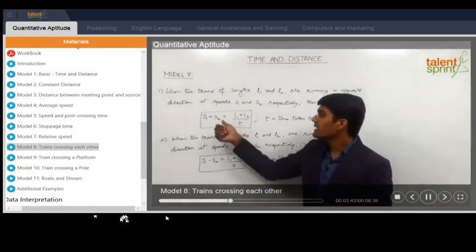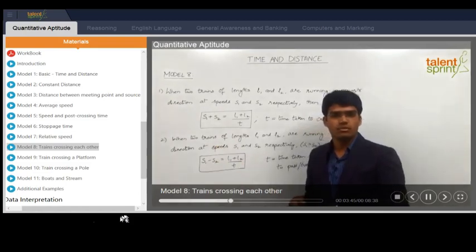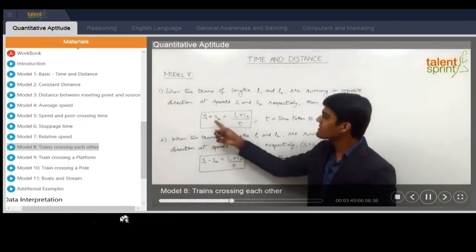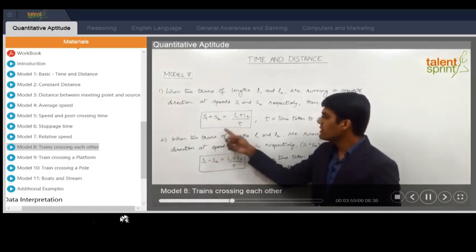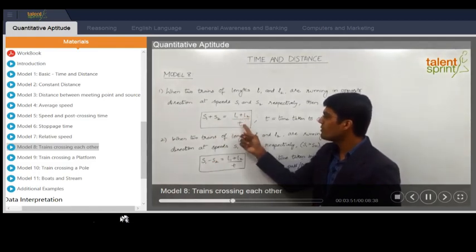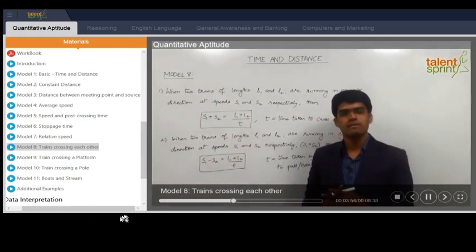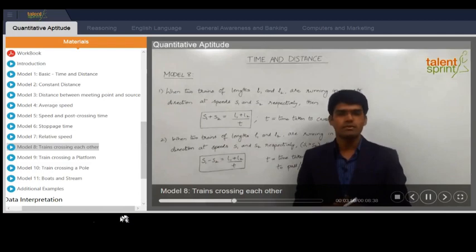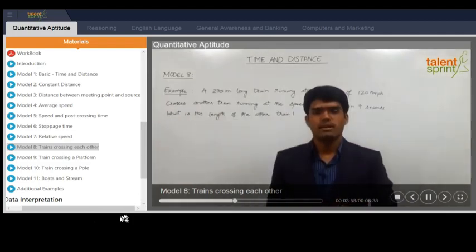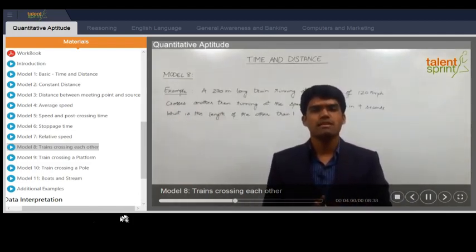Why? Because the speed of the second train is 0. So we simply can say that S1 plus 0 or S1 minus 0 should be equal to (L1 plus L2) by T. So that's how, depending on the speeds of the trains, we can substitute the values and get the answer. Let us now take an example based on the concept where we are supposed to solve questions related to two trains either moving in opposite direction or in the same direction.